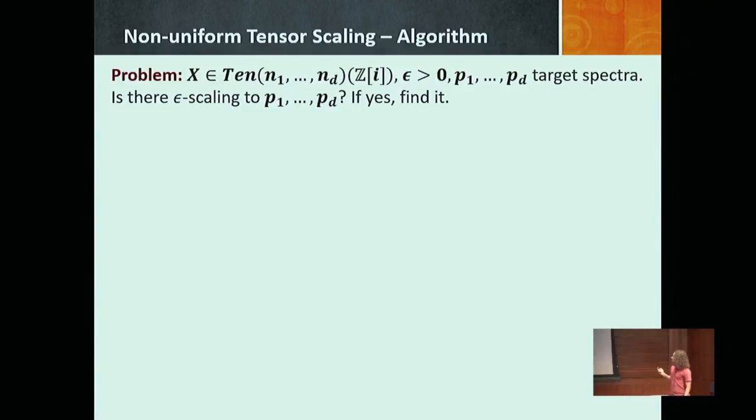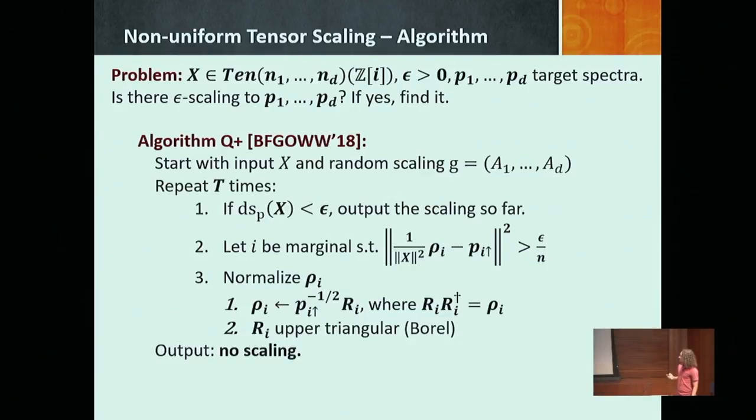So what is the non-uniform tensor scaling algorithm now? It is exactly what you would expect. I start with input X, and now I need this random scaling G, which I'll explain why we need later in the analysis. I just pick a random scaling G of X. So I essentially start with the element G acting on X. That's my random element in the orbit. And now, instead of having the distance to doubly stochastic, I have this distance to my target marginals. As long as the distance to the target marginals is small, I have the right scaling, so I'm done. Otherwise, again, pick the marginal which is furthest away from this target marginal.